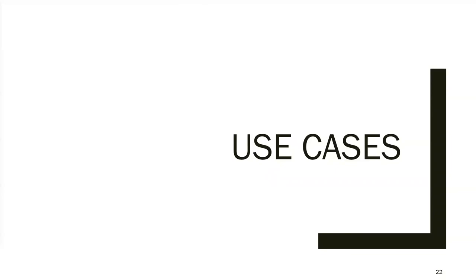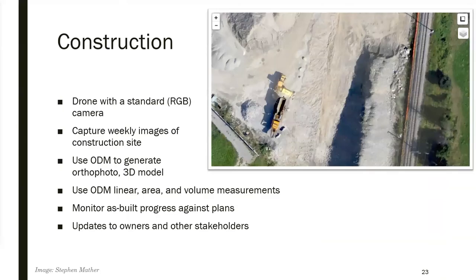Use cases, these are just four common use cases. If you're interested in this, then this is how you might use OpenDroneMap. Construction: on a construction job, you might use a drone with a standard camera to capture images of the site periodically. You could then load those photos into OpenDroneMap and generate an orthophoto and a 3D model of the site.